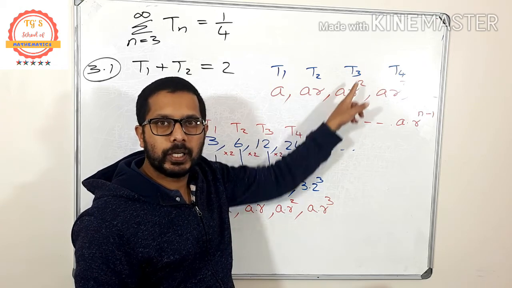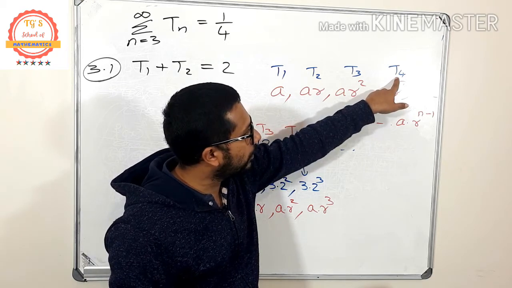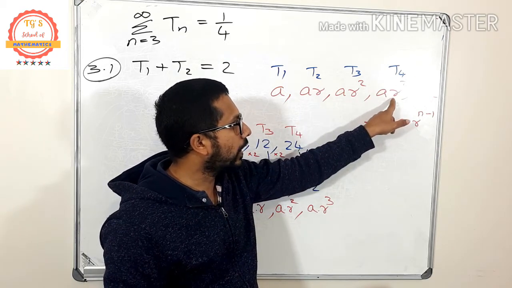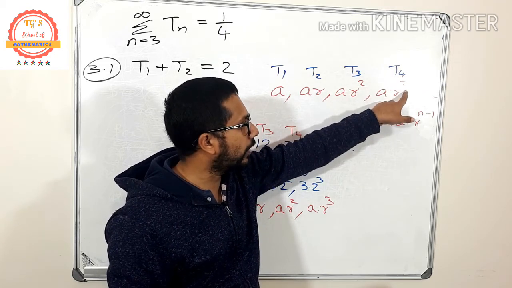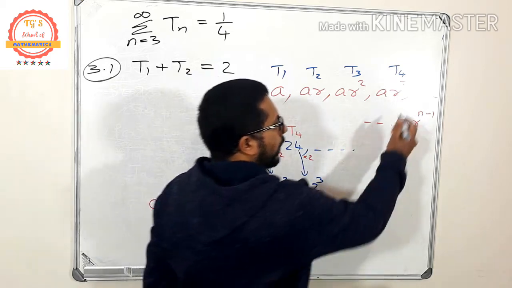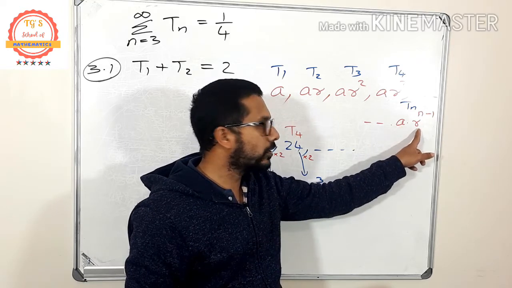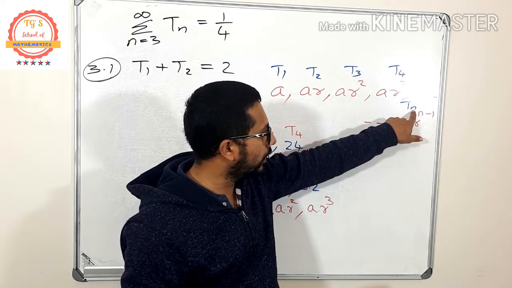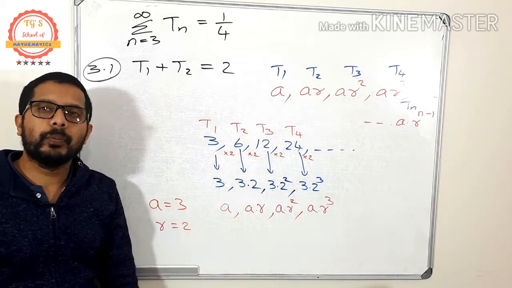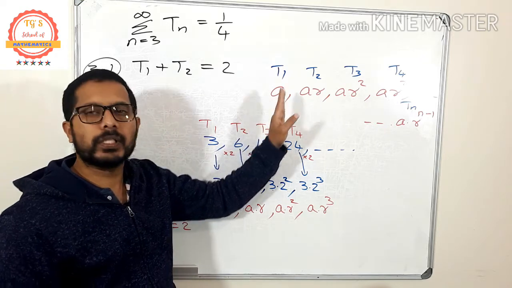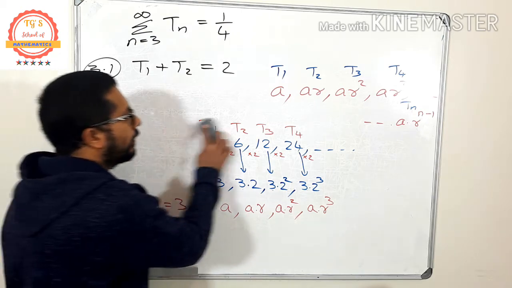When you want to find the third term, this is R squared, 1 less. When you want to find the fourth term, AR raised to 3, that means 1 less than this one. Then when you want to find the nth term, first term times R raised to 1 less than n, that is n minus 1. So in a geometric sequence we can write like this: first term is A, second term is AR, third term is AR squared, and so on.